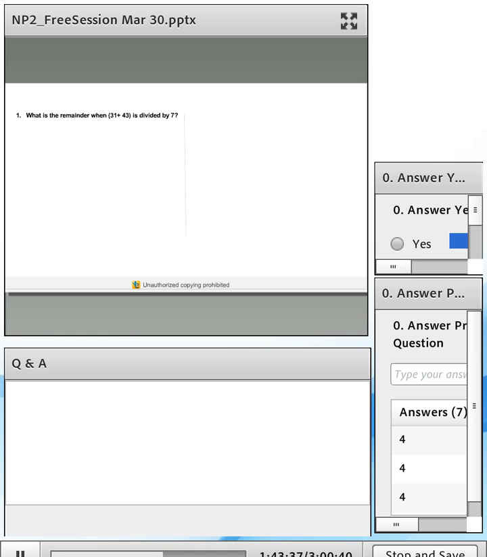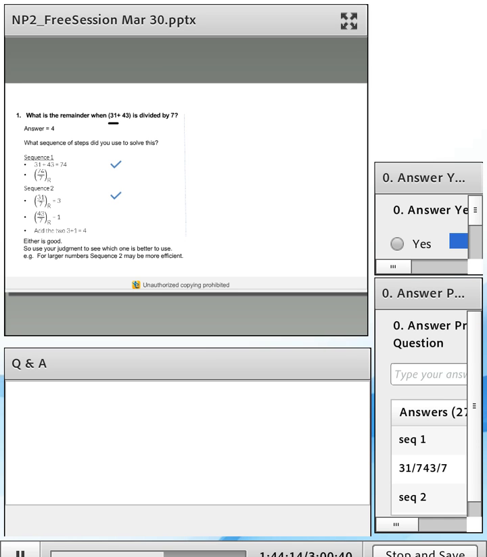The answer is 4. And how did you solve this? You could have either used sequence number 1 or sequence number 2. So tell me, what sequence did you use? Sequence 1 is in which you add 31 and 43 and you get 74, and then you simply divide that by 7 and you get the remainder. Sequence 2 is in which you divide the individual terms by 7 and then you add the 2 remainders. So either of the 2 sequences is absolutely fine. It's not that you have to select one sequence over the other. Use your judgment to see which one is better.